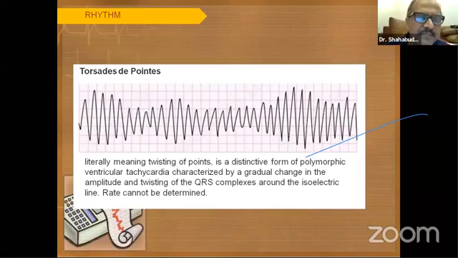This is torsades de pointes. If you look at this, it literally means a twisting of points. It is a distinctive form of polymorphic ventricular tachycardia, characterized by gradual changes in the amplitude and twisting of the QRS complex around an isoelectric line. This is the very typical presentation or description of torsades de pointes.